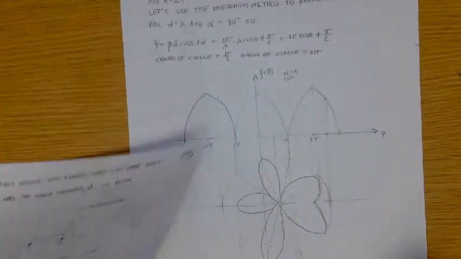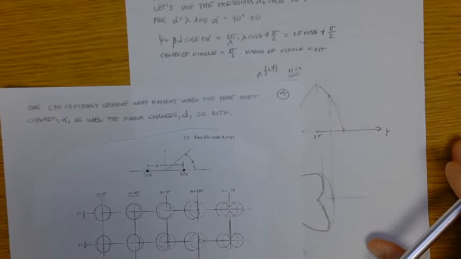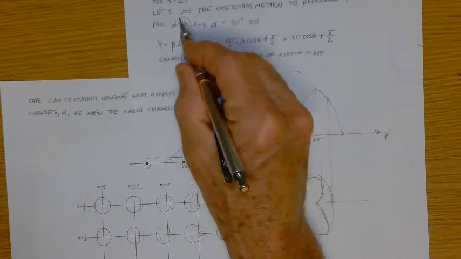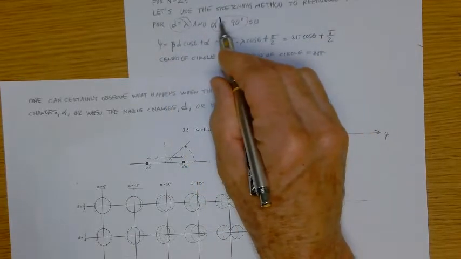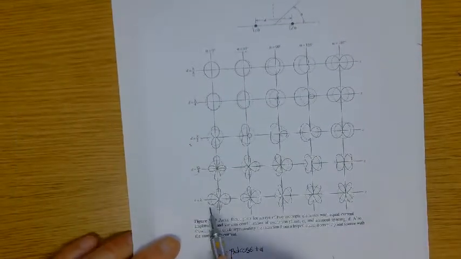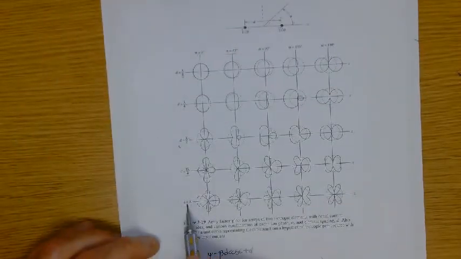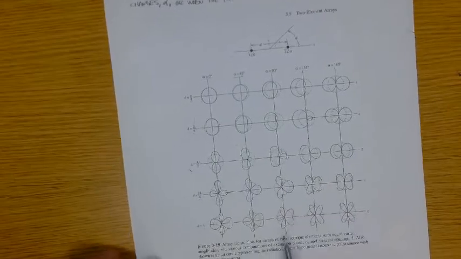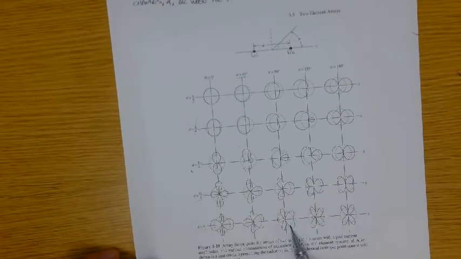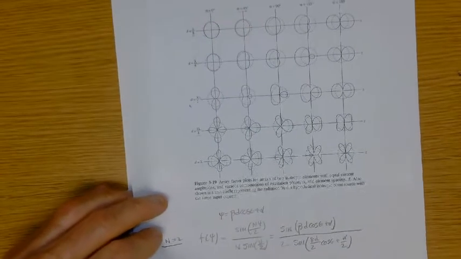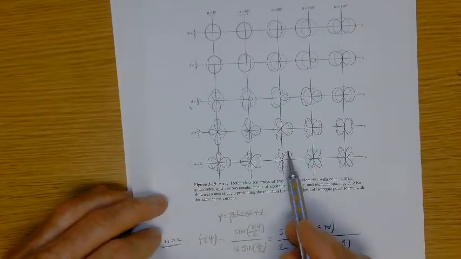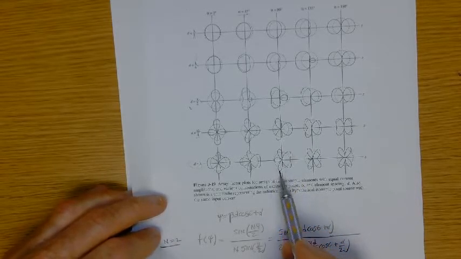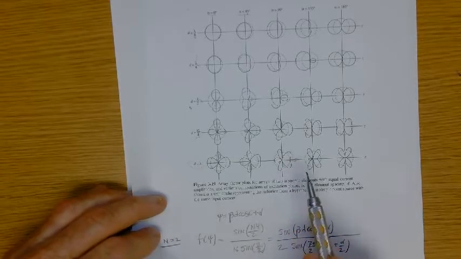Okay, then page 5 here. Let's see if we can predict what cases. Let's pick up the d equal lambda, alpha equal 90-degree case. Still n equals 2. So d is lambda, alpha is 90 degrees. That should put us here. So that's the pattern we should get. It should look something like that. Should end up looking like this: dimple, max, null, peak, null, backlobe, etc. The line of the array is this way.